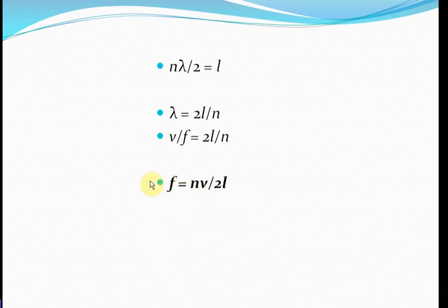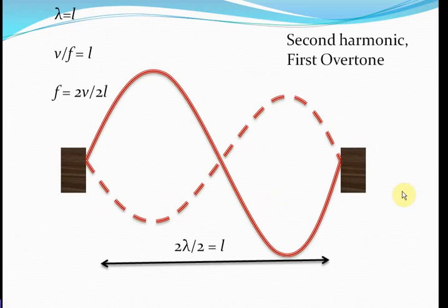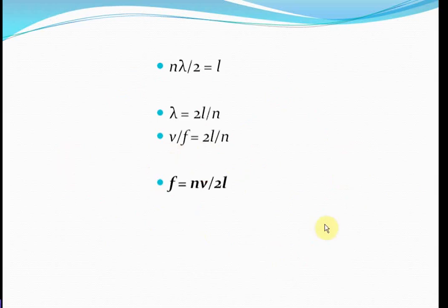In case of the nth harmonic, n minus 1 nodes will be created, as we saw in this case. Third harmonic, 2 nodes were created. Second harmonic, 1 node was created. nV by 2L represents the allowed set of frequencies with which a standing wave in a string fixed at both ends can vibrate. That's clear enough.